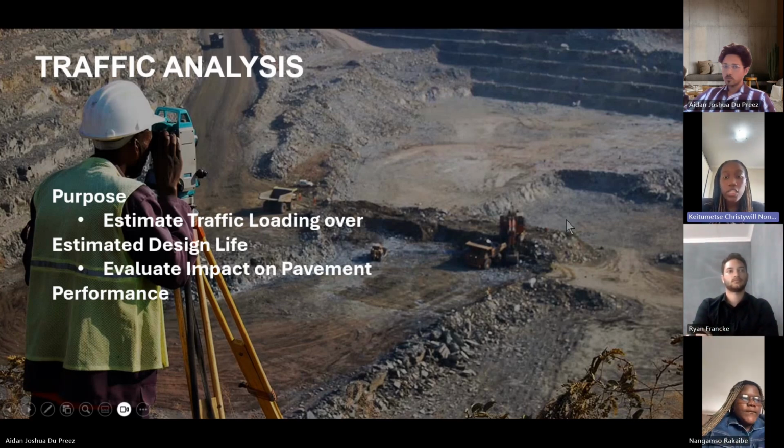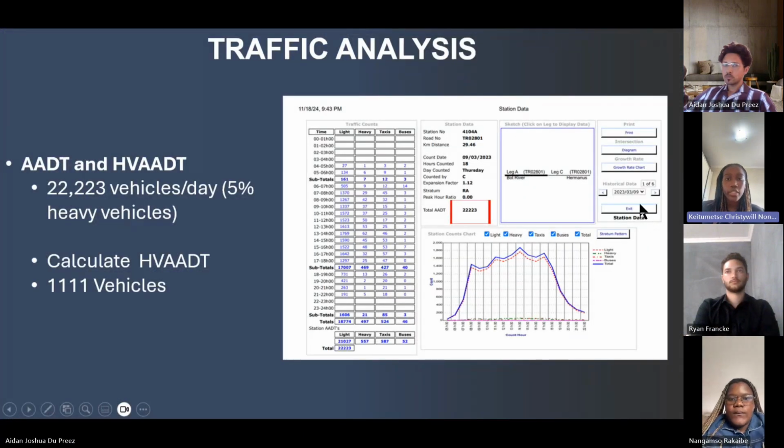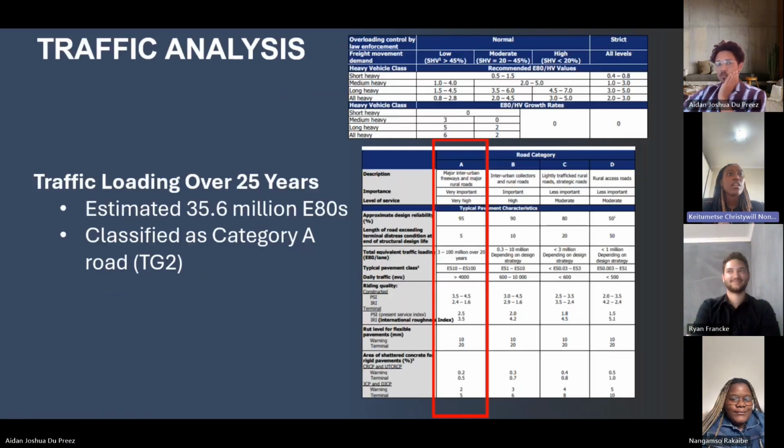So this begins with first collecting data from the Road Network Information System, the RNIS. And for this road, it was determined that 22,223 vehicles were passing over the road segment on average per day over a year. This information told us also that 5% of heavy vehicles were passing over the road, which led to a value of 1,101 vehicles.